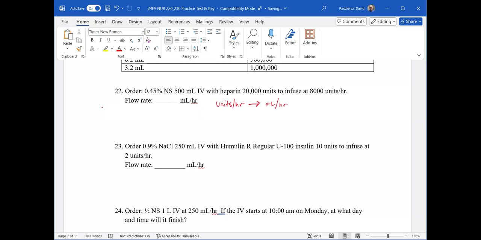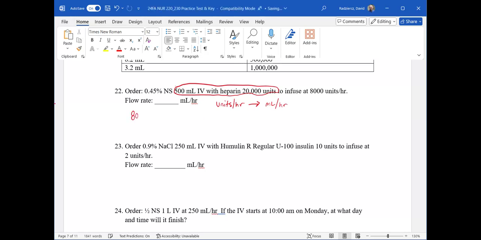And what we have available is a 500 milliliter IV solution with 20,000 units there. So that's our IV bag, 500 milliliters, 20,000 units. We know that it's infusing at 8,000 units per hour, and I want to know what that is in milliliters per hour. So what I typically recommend with this, and you can set this up any variety of ways, some people like to start with milliliters per hour and then work their way backwards. I'm just going to show you how I take the information that we have.